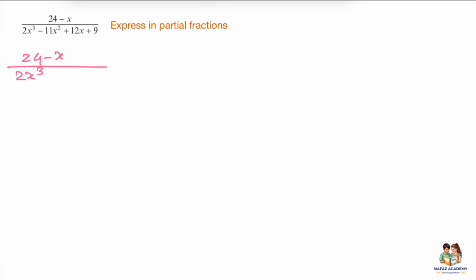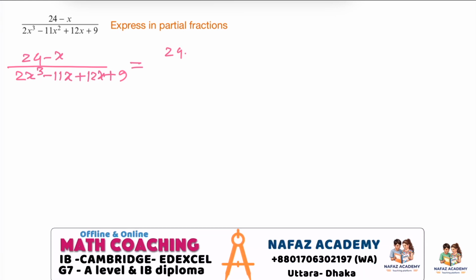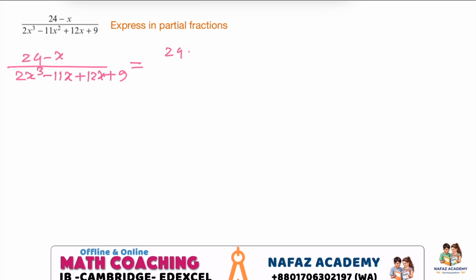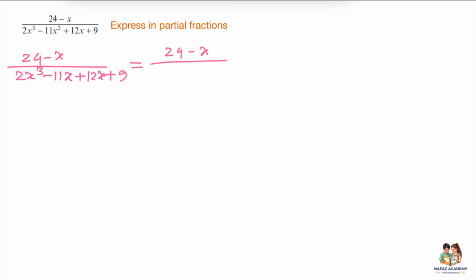So we got the factor of the expression. At first write the expression in the left side equal, we got 24 minus x over the result, which is 2x plus 1 and x minus 3 squared, right?